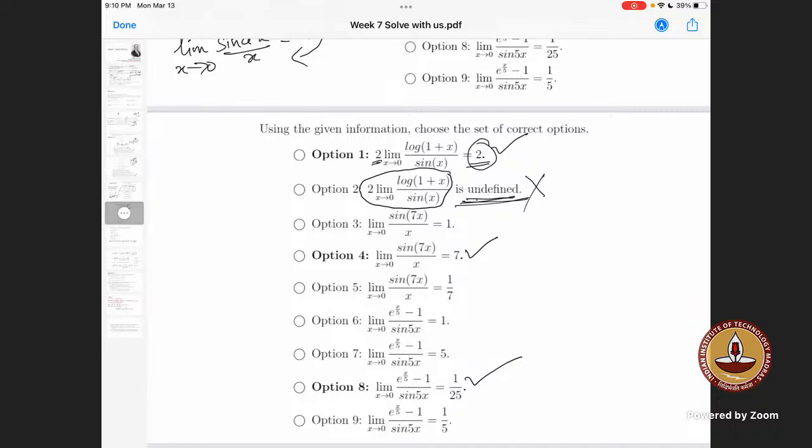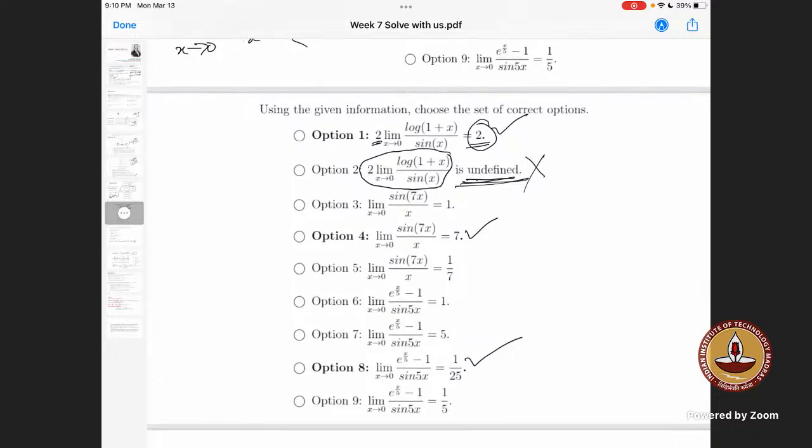Okay, option 8. How many of you got option 8 as correct? Yes, sir. Me also. Shall I do option 8 for anyone, if anyone is having any doubt? No doubt, sir. One minute, someone has raised their hand.